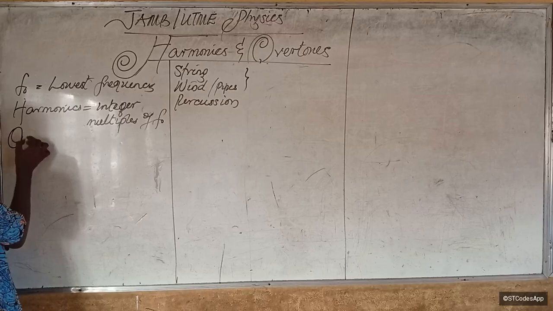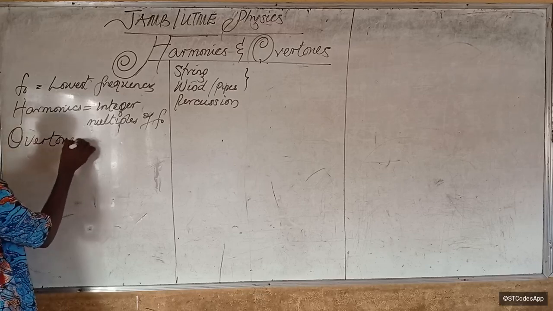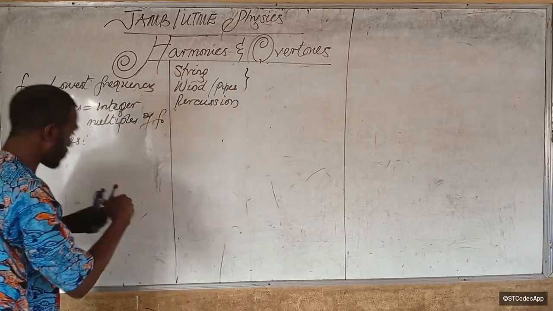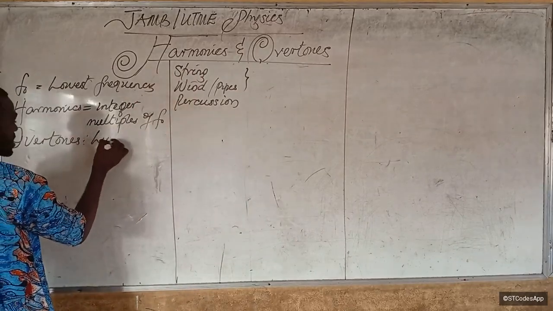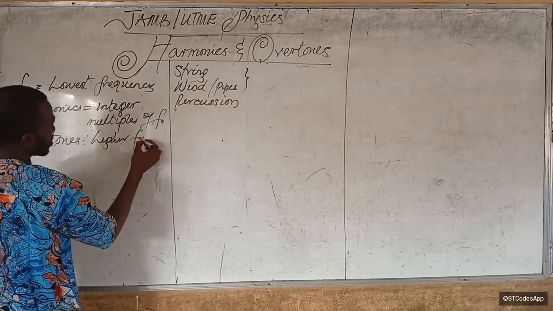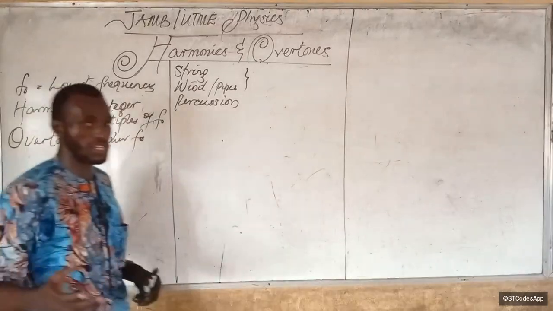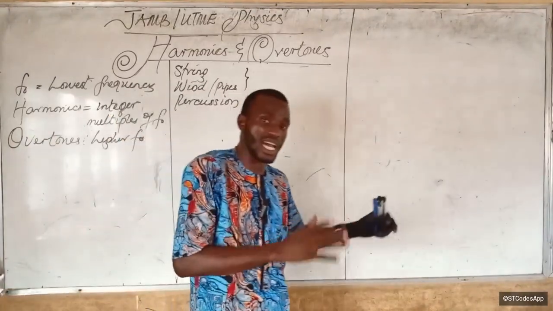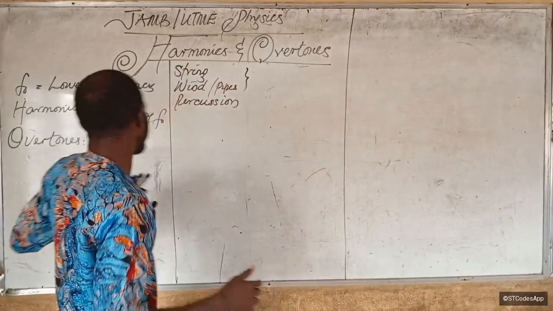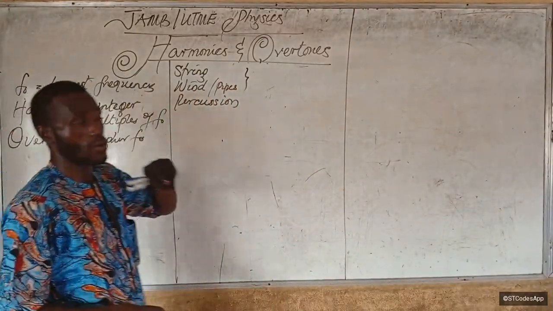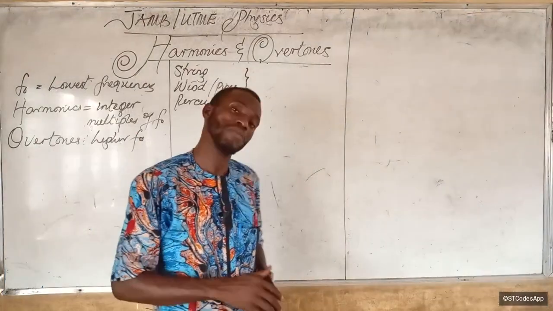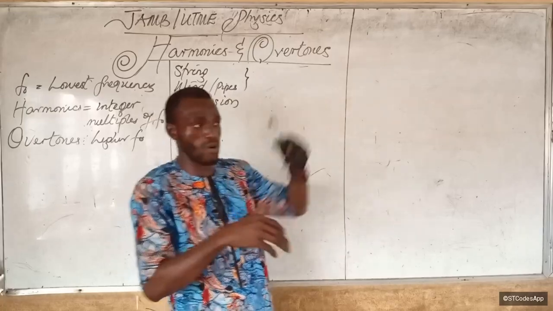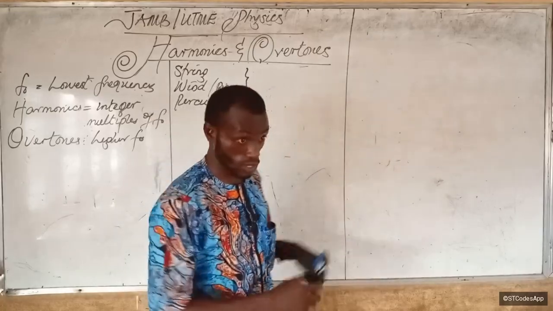Then the overtones are higher frequencies than the fundamental frequency. Any frequency higher than the fundamental frequency is an overtone. So the set of overtones is all the set of frequencies that are higher than the fundamental frequency. What that means is, if F sub 0 is the fundamental frequency, then F sub 1 and above will be what? Overtones. Does that make sense?